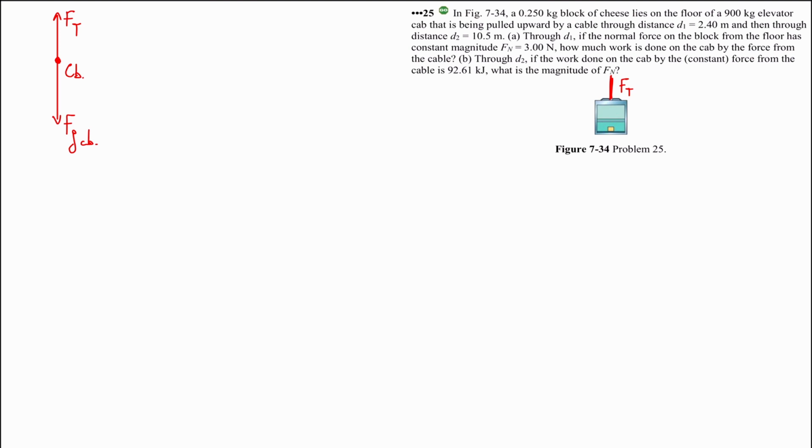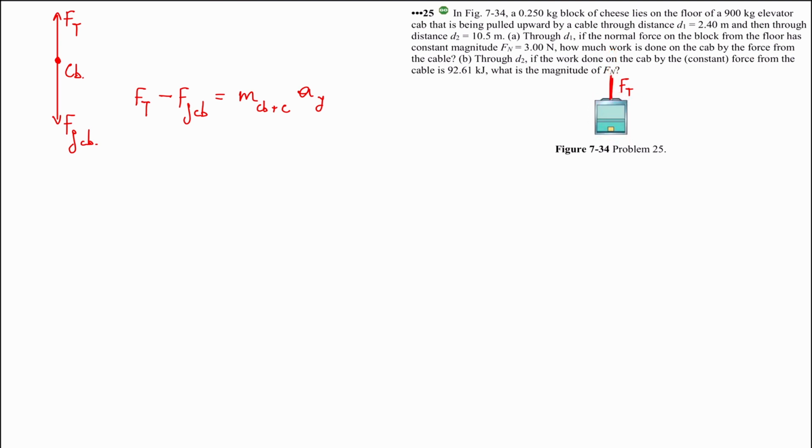But at the moment, we could just say the acceleration here is going to be due to the tension force minus Fg of the cab. This is going to be the mass of the cab plus the cheese, and that's going to be our acceleration in the y direction. Notice here I am saying that the mass that the cable is accelerating is that of the cheese and the cab, because the cable pulls the whole system.